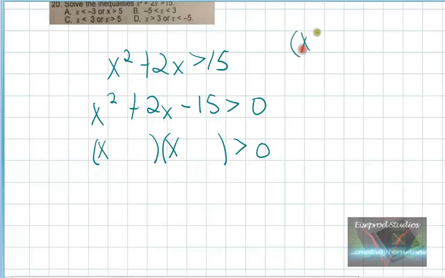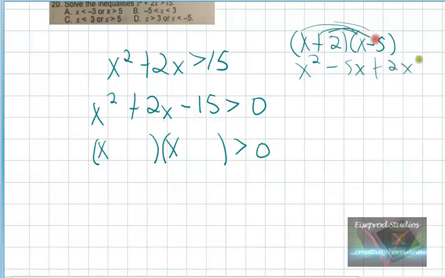So if I have x plus 2 and x minus 5, I'll get x squared minus 5x plus 2x minus 10, which will leave me with x squared minus 3x minus 10. So what happened was I had two numbers that multiplied to negative 10 and added up to negative 3. That's the thing I'm trying to do here. I want two numbers that multiply to negative 15 and add to positive 2.